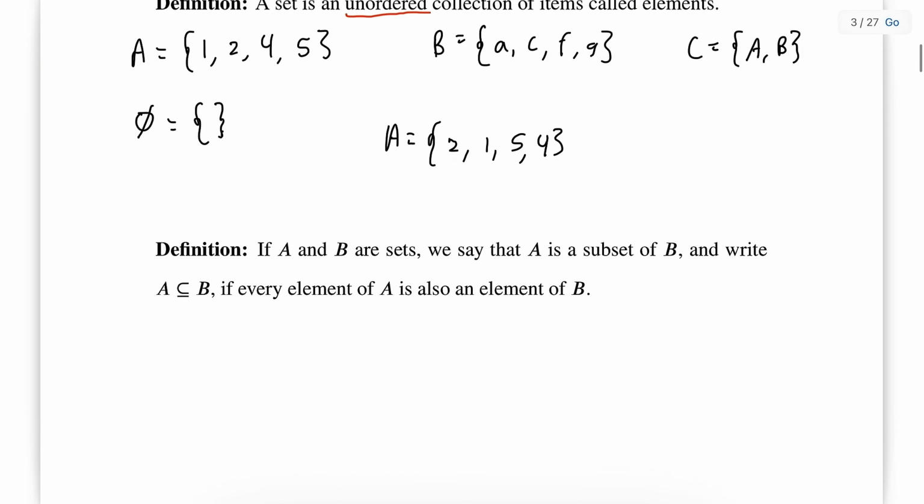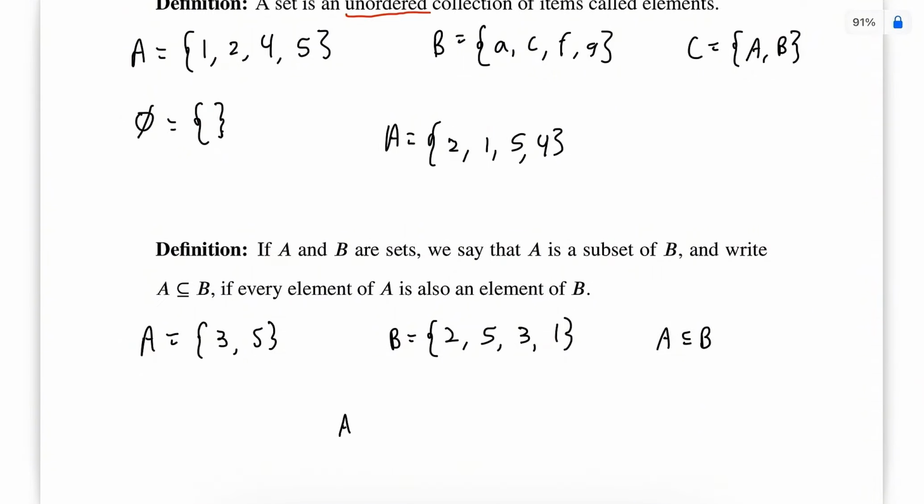But, for example, we could define some new sets A and B. Let's say A is 3, 5, and B is 2, 5, 3, 1. So in this case, A is a subset of B because each element of A, namely 3 and 5, is also an element of B. And this is often written down as like a Venn diagram. So if you have A, which is like this small set, that's contained in this bigger set, this is kind of the image that you have for A being a subset of B.